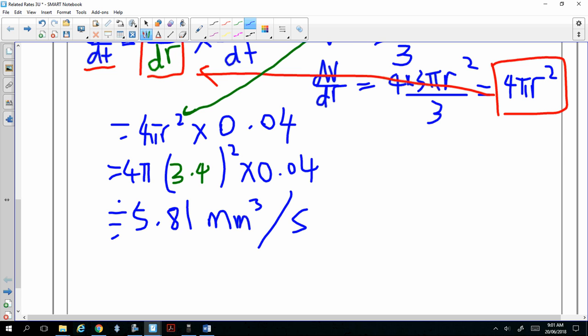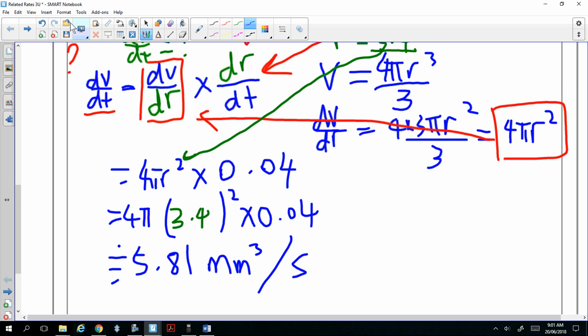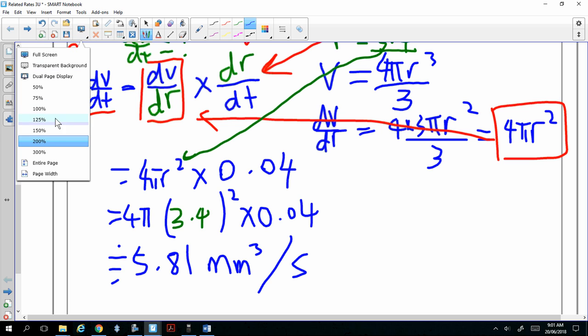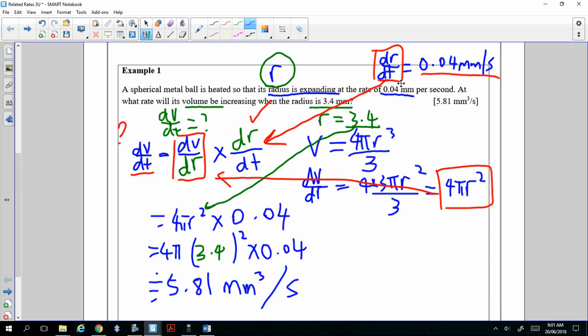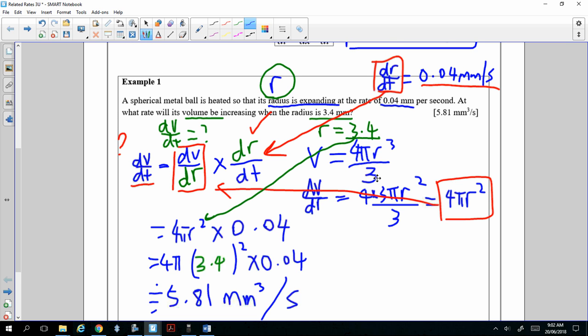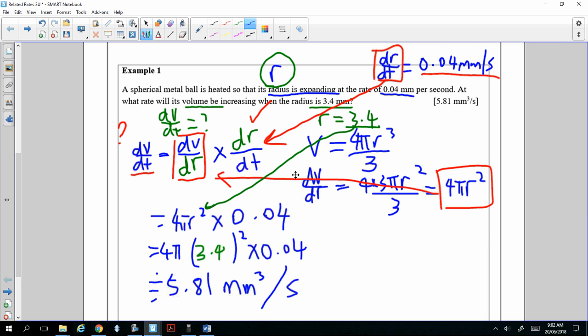So given the rate of change of the radius, I could find out the rate of change of volume. Okay, like that. So it's very easy. You just have to use the rate of change formula. This part can only be tested in Extension 1. So this is in Extension 1 only. You won't be asked this sort of question in Extension 1 only.